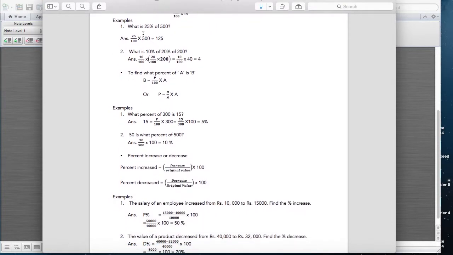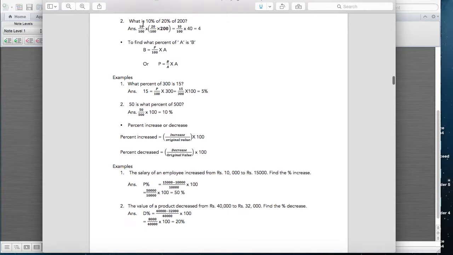If the question is what is 25% of 500, we will write 25 upon 100. In maths, of means multiply. So 25 upon 100 into 500 is equal to 125, or we know that 25% is equal to 1 by 4. So we'll divide 500 by 4, which is again equal to 125. The question is what is 10% of 20% of 200. So 10% of 20% of 200 is equal to 4.